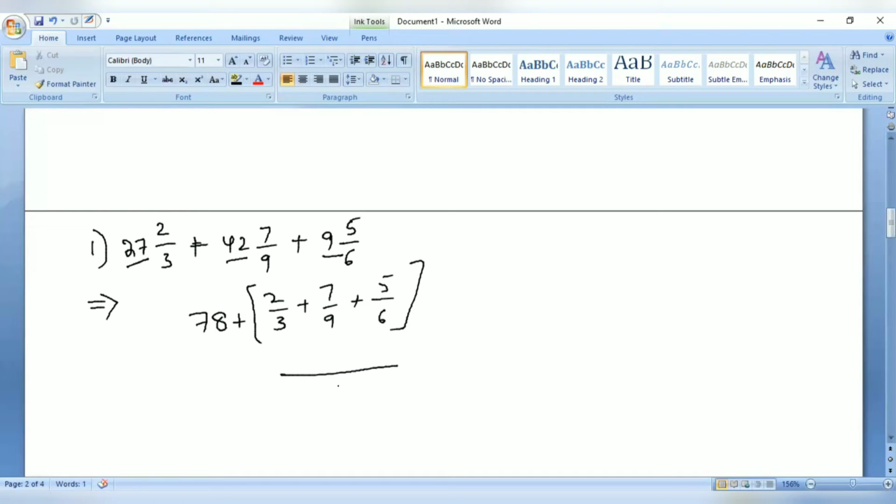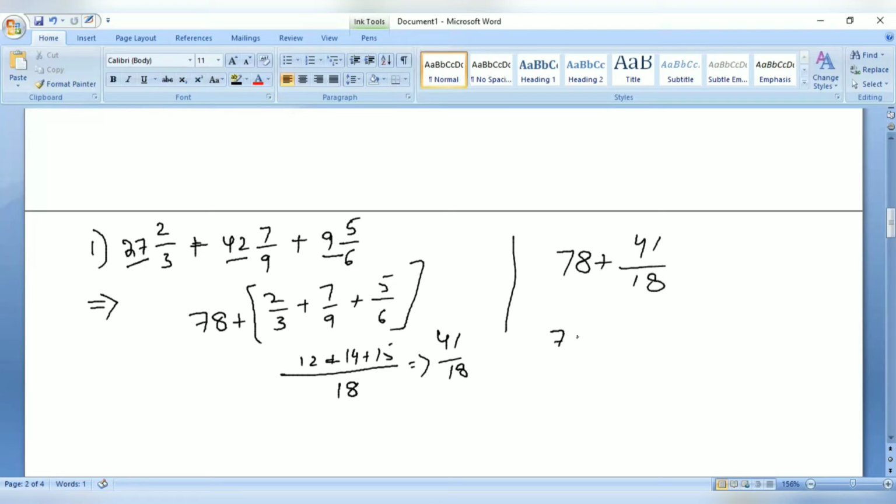So now how do we solve this, sir? LCM we know of 3, 9, 6 will be 18. So 6 twos are 12. Then 9 2 times, 2 sevens are 14. 6 is 3 times, 3 into 5, 15. So what is this value? 12 plus 14, 26. 26 plus 15, 41 by 18. So what is the case here for us? 78 plus 41 by 18. Now we have brought this big problem into the way that we know how to simplify this. Okay, how do we do it?